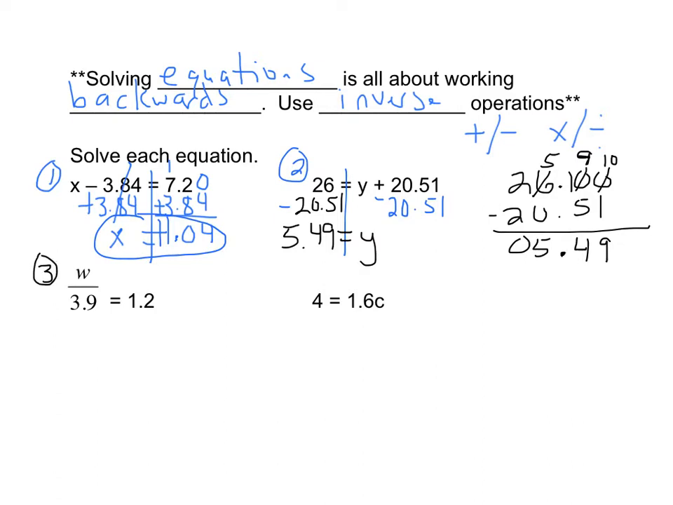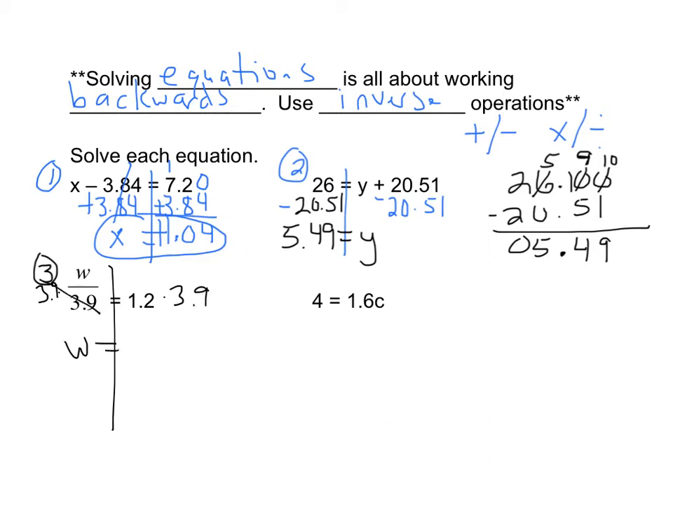Remember now that this fraction bar actually means division. So if I have w divided by 3 and 9/10, like I was saying, since we're dividing, we're going to go ahead and multiply both sides by 3 and 9/10. So I'm going to multiply by 3 and 9/10 on both sides. Those will cancel out and we're left with just w.